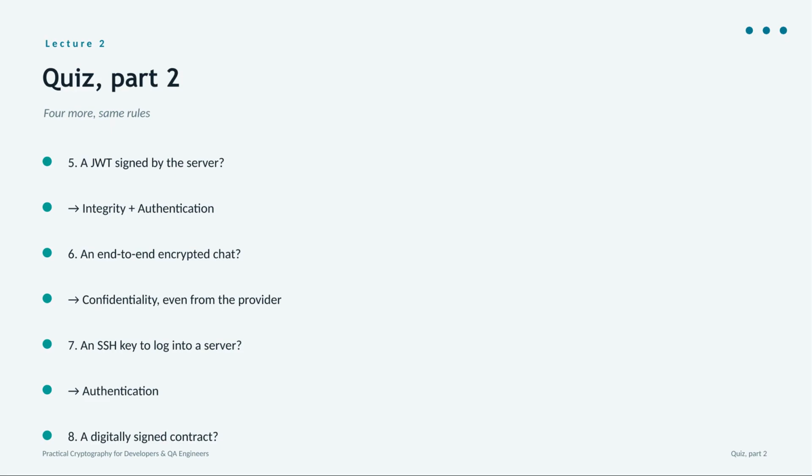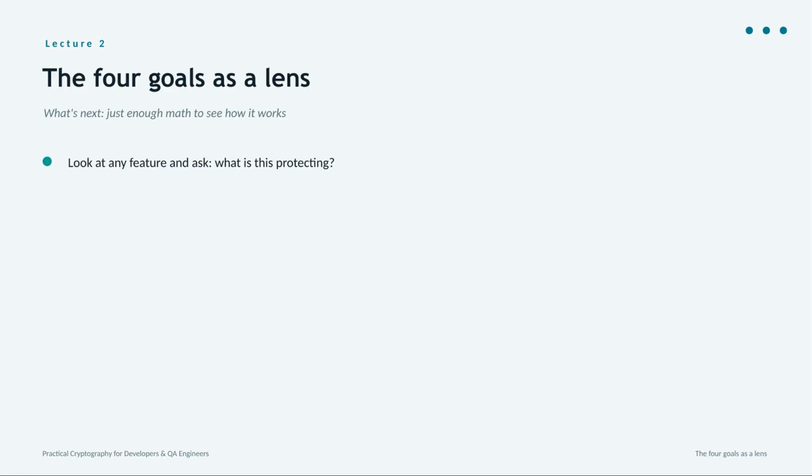How did you do? If you got most of them, then you already have a lot of it down. Give yourself a pat on the back if you did. And that's the real takeaway from the first two lectures. The 4 goals aren't tricky. They're really simple. Once you learn that, you can look at any feature and ask, what is it protecting and how would I check it? You started thinking like someone who tests and builds secure systems, not just someone who heard the words.